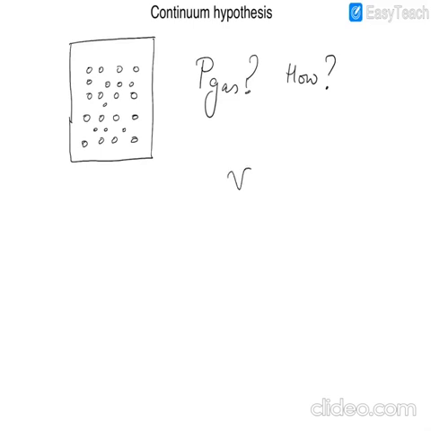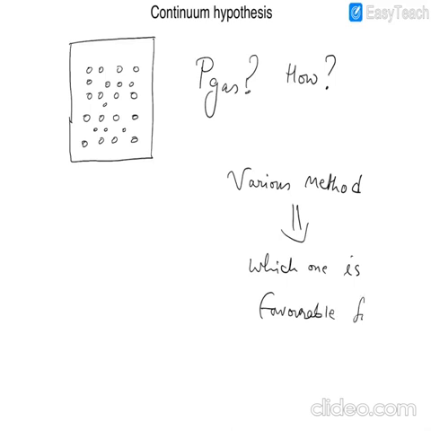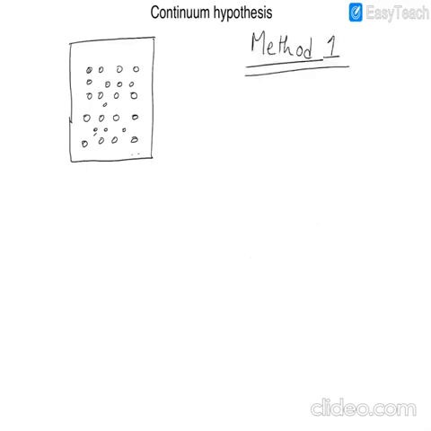We will be going through various methods and we will see which one is favorable for the engineers. Now we will see how we can find the pressure of a gas using method 1. So in method 1 we will track each molecule and we'll see how many degrees of freedom are associated with them.